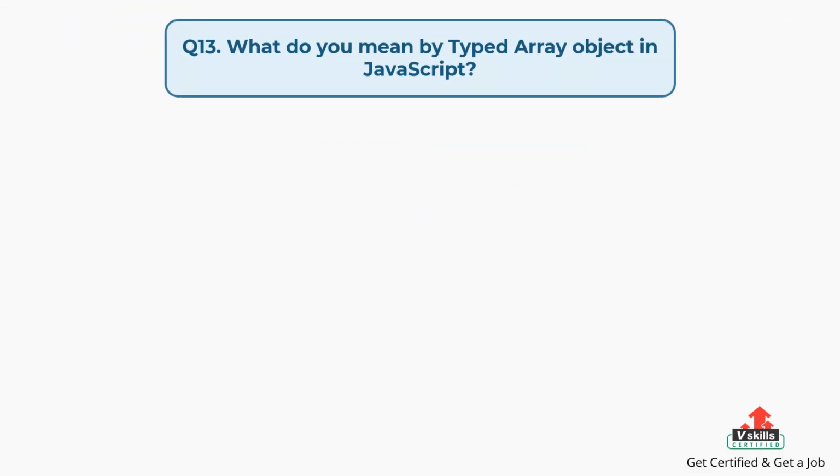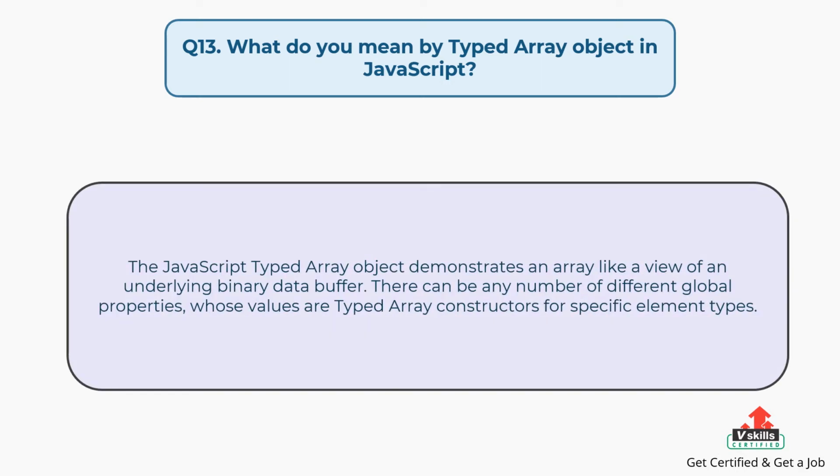Question number 13. What do you mean by typed array object in JavaScript? The answer is, the JavaScript typed array object demonstrates an array like a view of an underlying binary data buffer. There can be any number of different global properties, whose values are typed array constructors for specific element types.